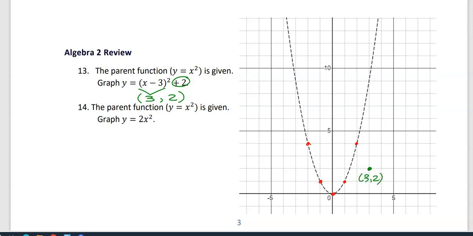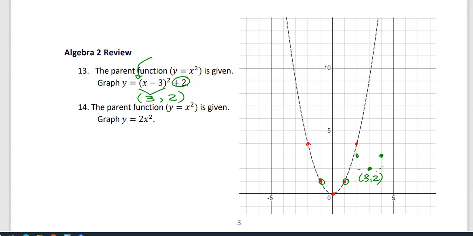instead of 0, 0. I went ahead and marked these 5 points here because the a value, or the number in front, is 1, so that means the graph is not going up any faster than it normally does. If I count over 1, up 1, that would be this point from the vertex. If I count left 1, up 1, that would be this point.